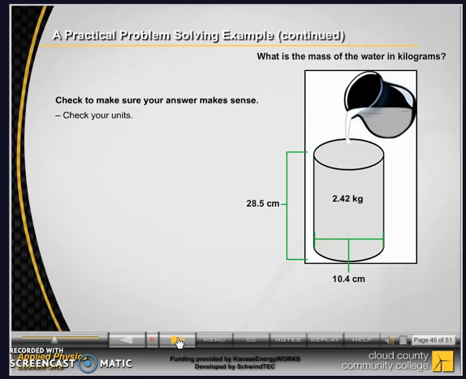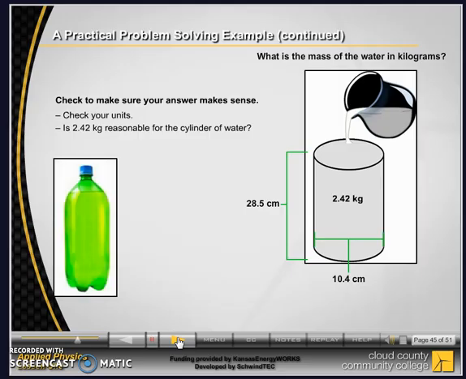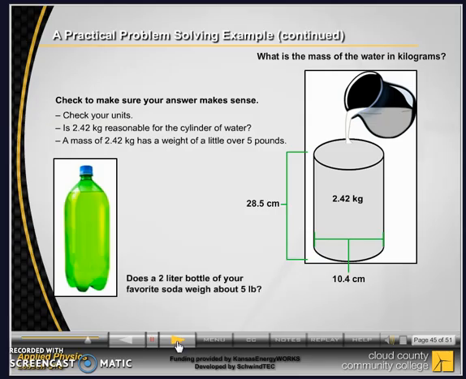The next thing to do would be to decide if 2.42 kilograms seemed reasonable for a cylinder of water that is 28.5 centimeters tall and 10.4 centimeters wide. These dimensions correspond roughly to a 2-liter bottle. A mass of 2.42 kilograms has a weight of a little over 5 pounds. Does a 2-liter bottle of your favorite soda weigh about 5 pounds? It would seem that our answer is of the correct magnitude.